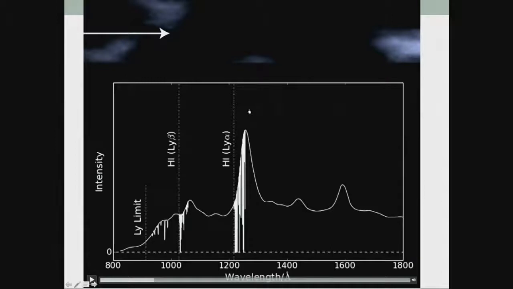Now you see another thing here. This is the Lyman alpha. This will be the Lyman beta, because Lyman beta is also there, but it's weaker. And this is the Lyman gamma, etc., until you get to this thing, which is the Lyman limit. That's where things break, right? It's basically ionized.